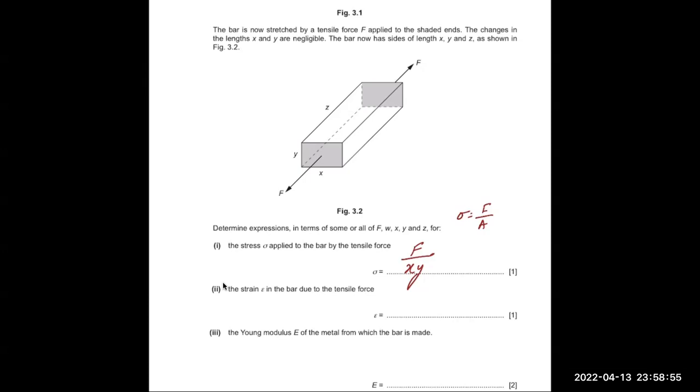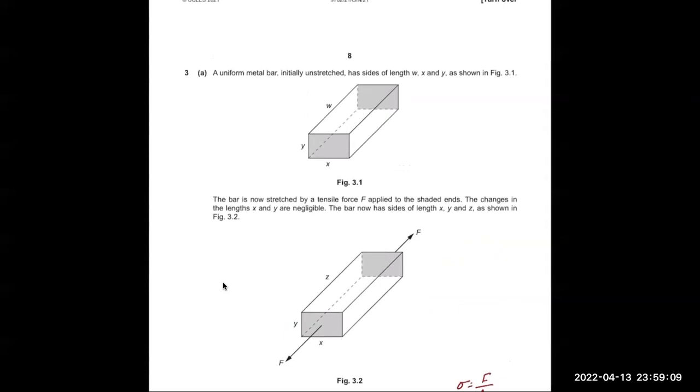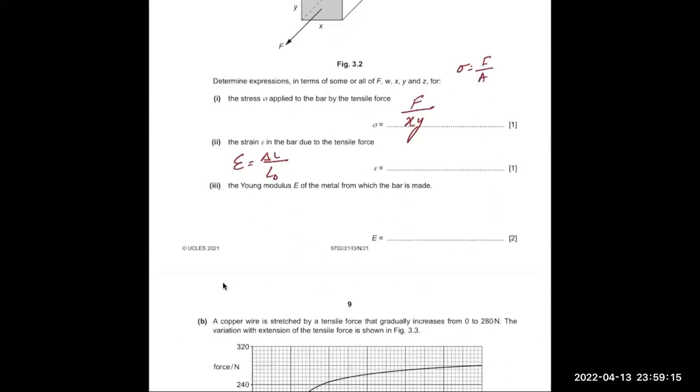Okay. The strain in the bar due to the tensile force. Now, strain is change in length upon the original length. What is the change in length? The length changes from W to Z. So the increment in length or the change in length is Z minus W. Divide that by the original length, which is W. So Z minus W upon W. As simple as that.